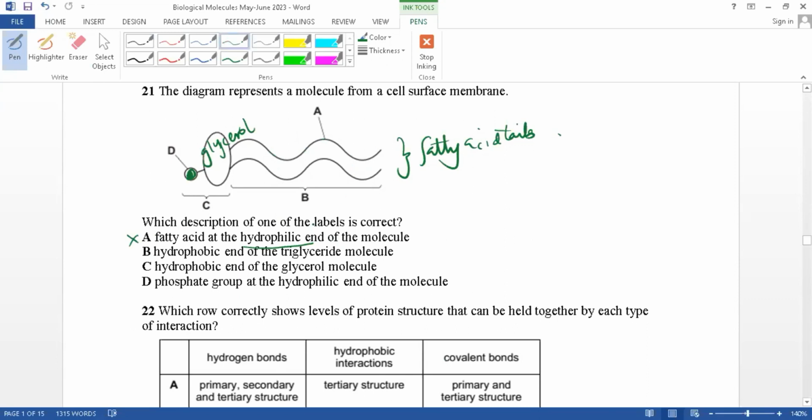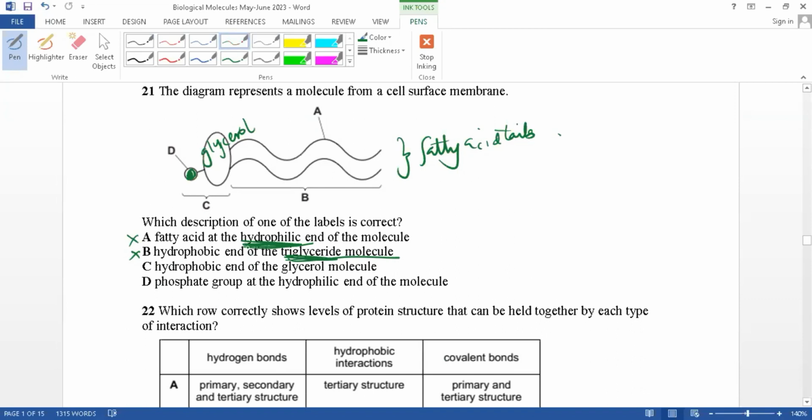of the molecule. Next is hydrophobic end of the triglyceride molecule, B. That is correct, the hydrophobic portion, that is correct. Even then, let's see, hydrophobic end of triglyceride. Oh, this is not a triglyceride molecule. This is a phospholipid. So this is also incorrect. See, they confuse you this way. Hydrophobic end, yes, it is, but it's a phospholipid molecule, not a triglyceride. That is incorrect.